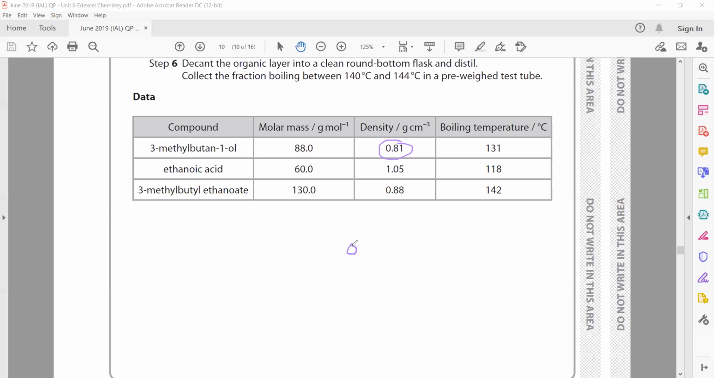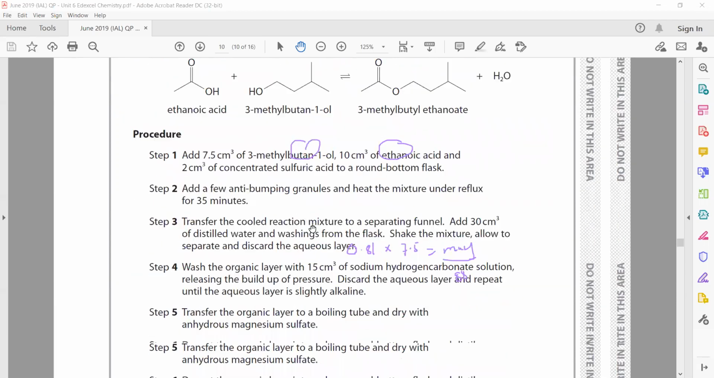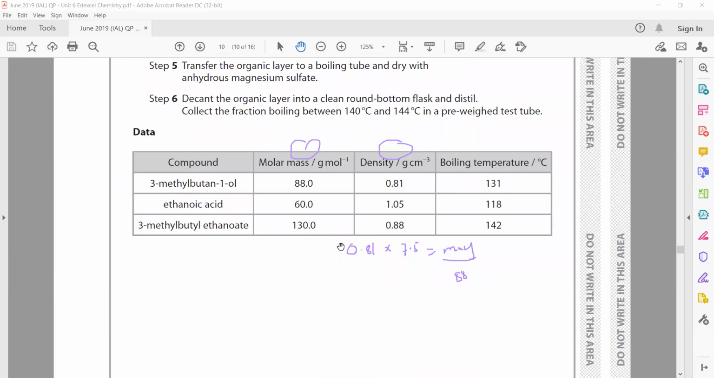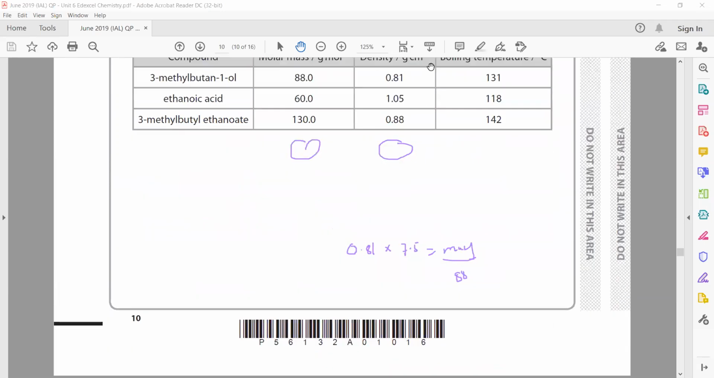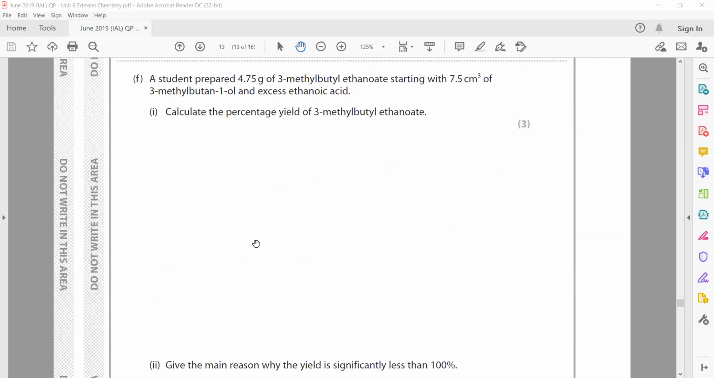Density is mass over volume, so mass is density multiplied by volume. So 0.81 multiplied by 7.5 will give us the mass in gram. And this mass in gram divided by molar mass gives the moles. After getting the moles, we check the ratio between them. The ratio of alcohol to ester is 1:1, so the same moles will be there for ester. Multiply by molar mass, and we get the mass in gram according to theory. Then practical value divided by theoretical value into 100 gives us the percentage yield.